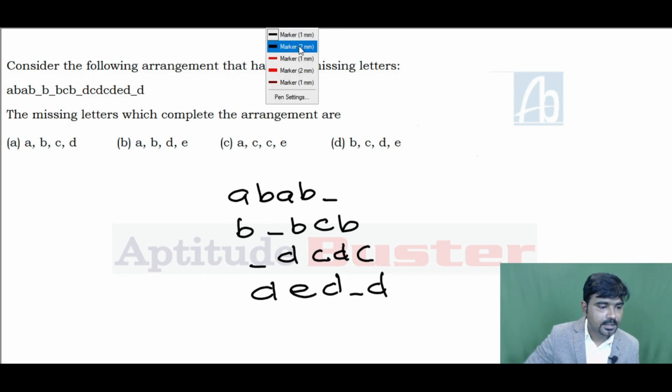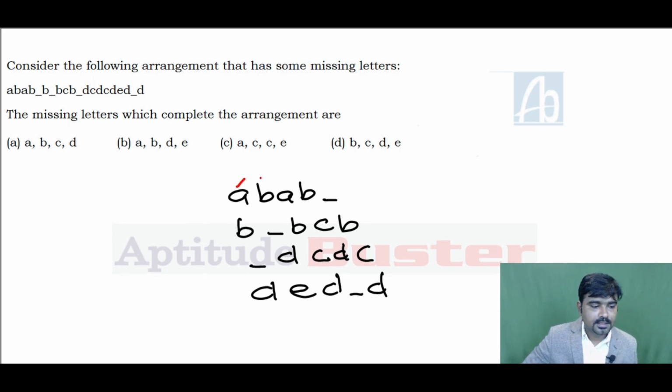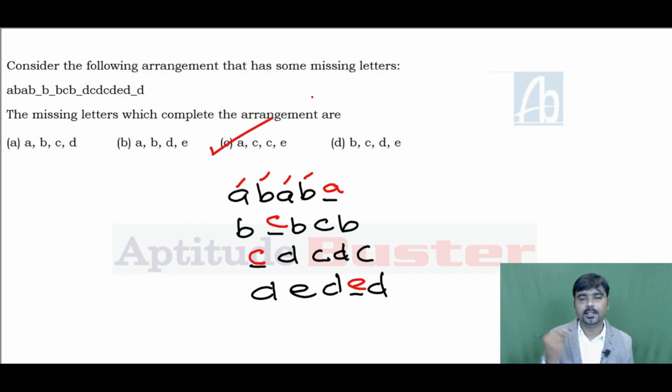Okay, listen here. First letter, second letter, first letter, second letter, right? Next, A, B, next should be A. Next, B, the next letter C, B, C, B. Next, in this case, you need to start with the previous letter, C, D, C. Next, D, E, correct? So, A, C, E. So, the answer choice is C.